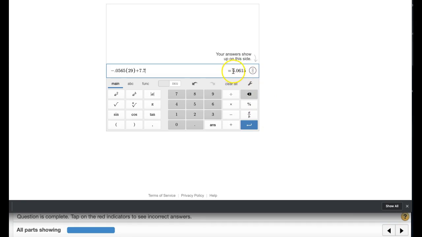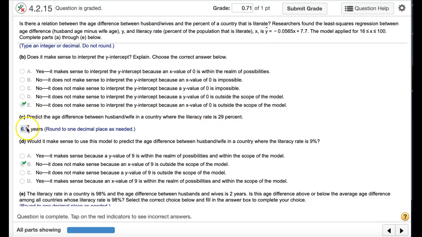And then you can see we get 6.0615, which to 1 decimal place would be 6.1, which is what we get here. 6.1 years would be the average age difference between husband and wife for a country with a literacy rate of 29%.